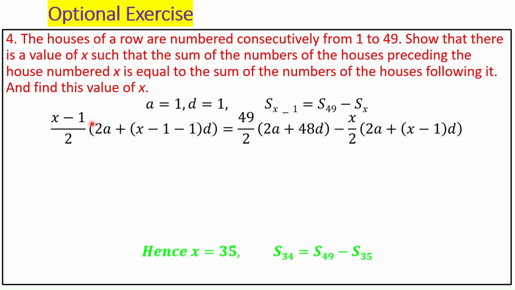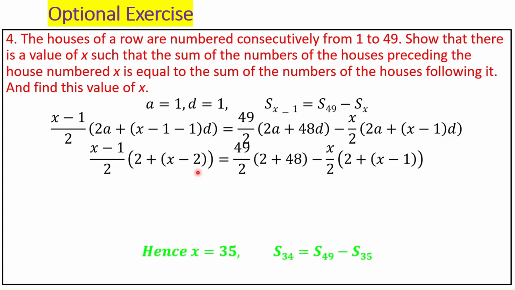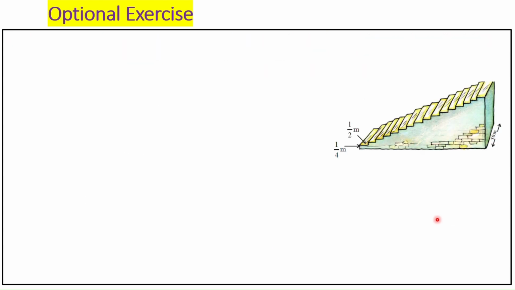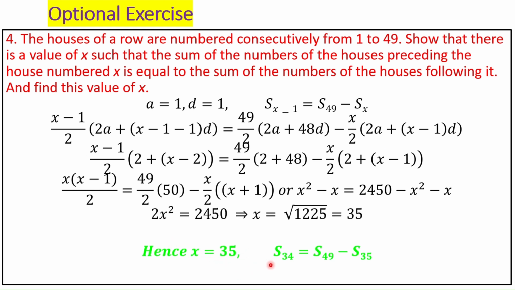x minus 1 by 2 into 2a plus x minus 1 minus 1 d equal to 49 by 2 into 2a plus 48d minus x by 2 into 2a plus x minus 1 d. Once you have this equation here, you just solve it for x. So the value you will get for x is basically 35. Which means x is equal to 35, and s34 is what we need to calculate, right? S34 is basically the value given here.